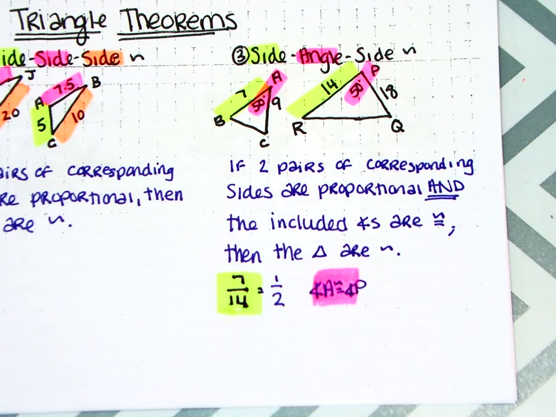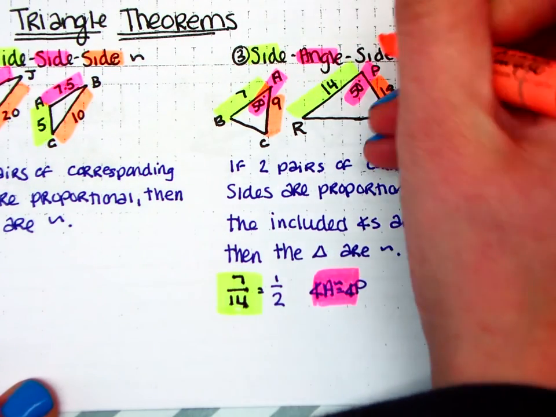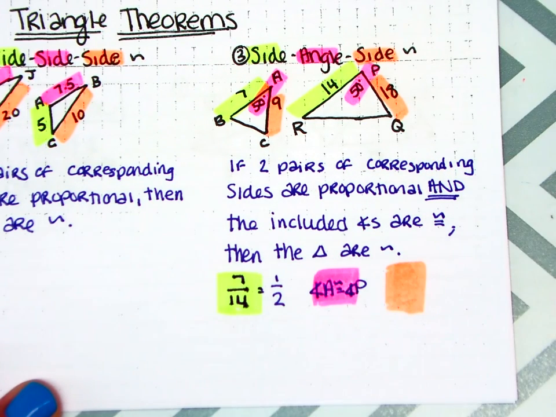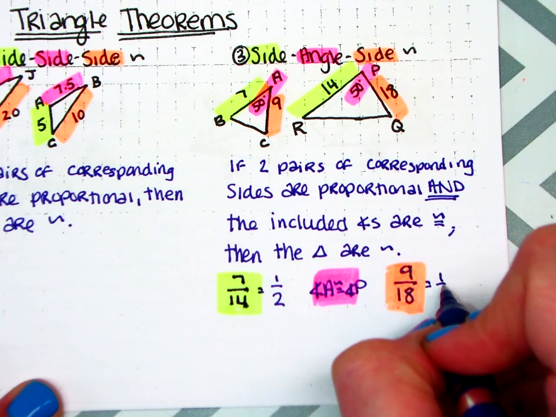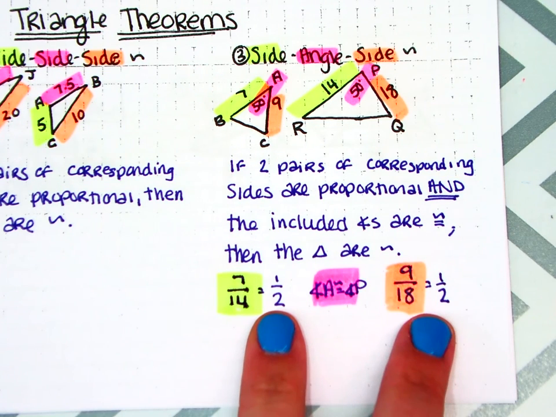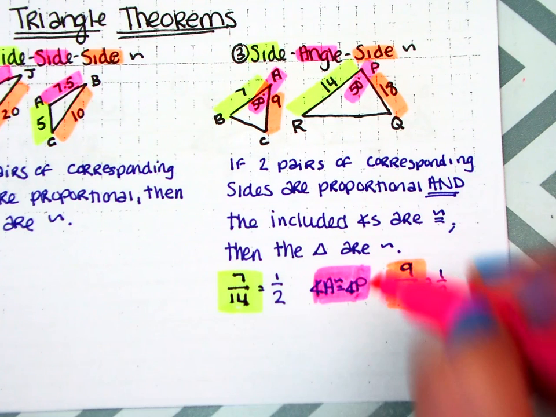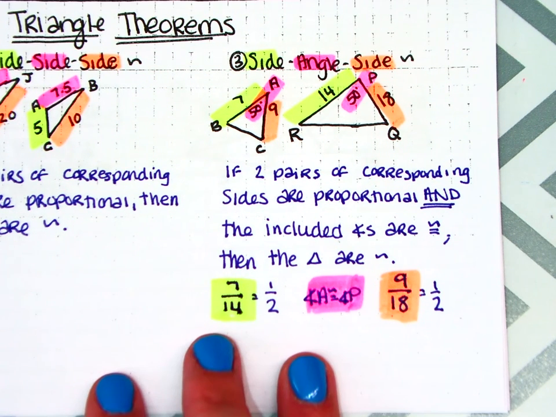Next, I should go to a side. So the angle is between the sides. So my last side on the first triangle is 9 with 18. So now I'm going to do 9 over 18, keeping with the pattern, and I also get 1/2. Notice how the sides reduce to the same number, and the angles that are between those sides, which is why I wrote it this way, the angle between the 2 sides are congruent, so by side, angle, side, the triangles are similar.